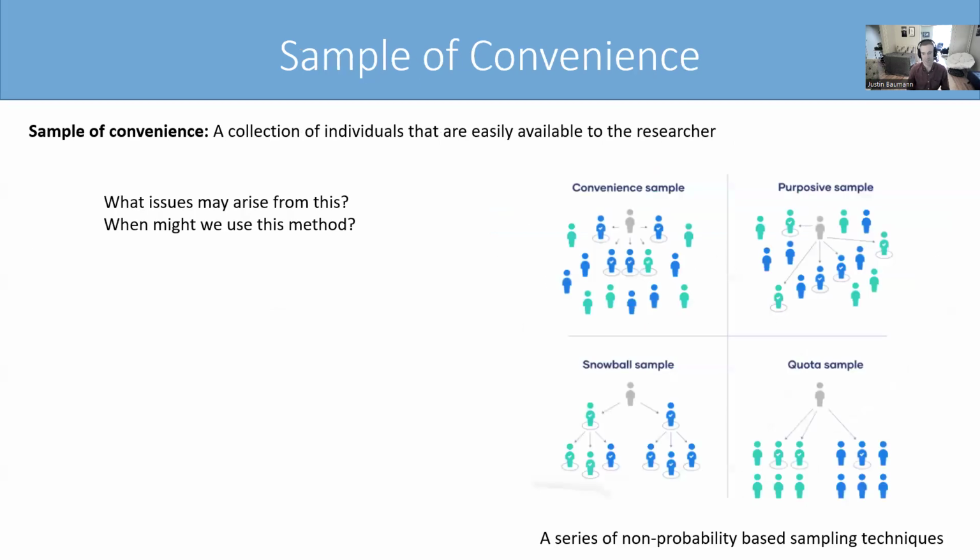Finally, we also have this other sample, a sample of convenience. This one, not so good. We really want to avoid these, but we're talking about them on purpose. It's a collection of individuals that are easily available to the researcher. You might be familiar with some studies like this.